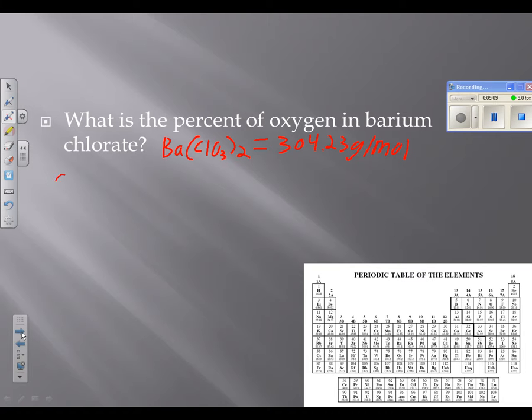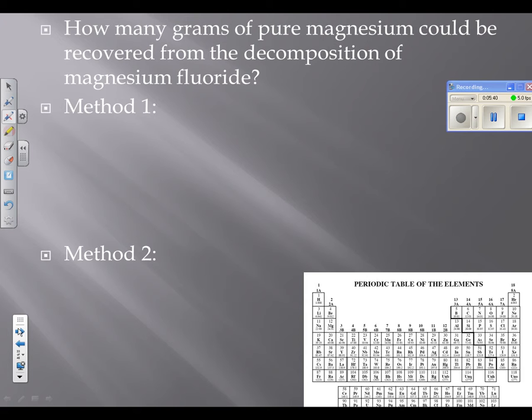So now we just need the percent of oxygen. Remember, these are going to multiply. 2 times 3 gives us 6 oxygens. Each oxygen has that very familiar 16.00. There's your part, divided by the whole, which is 304.23. And that will give you 0.6208. Times that by 100, and you get 62.08% oxygen. So there we go. Moving on to the next one.